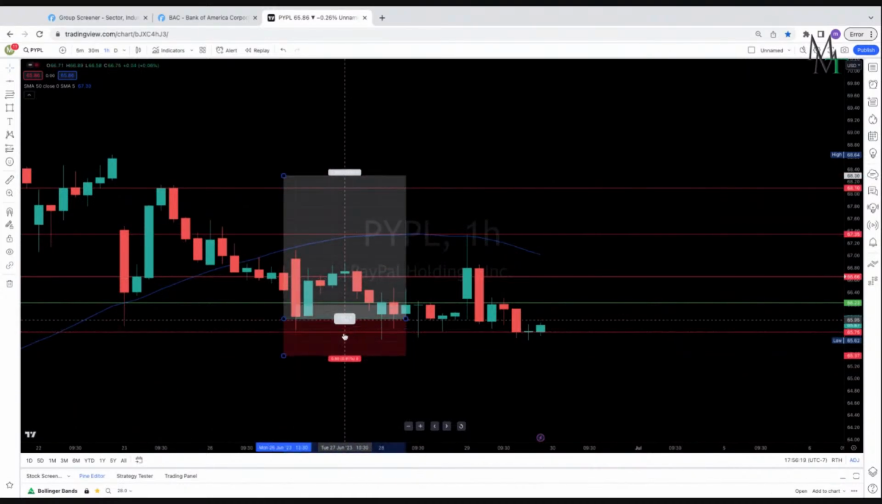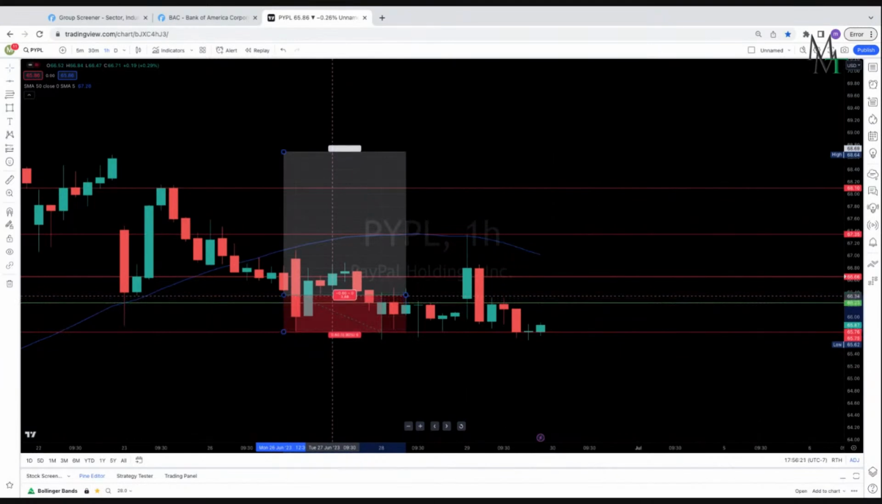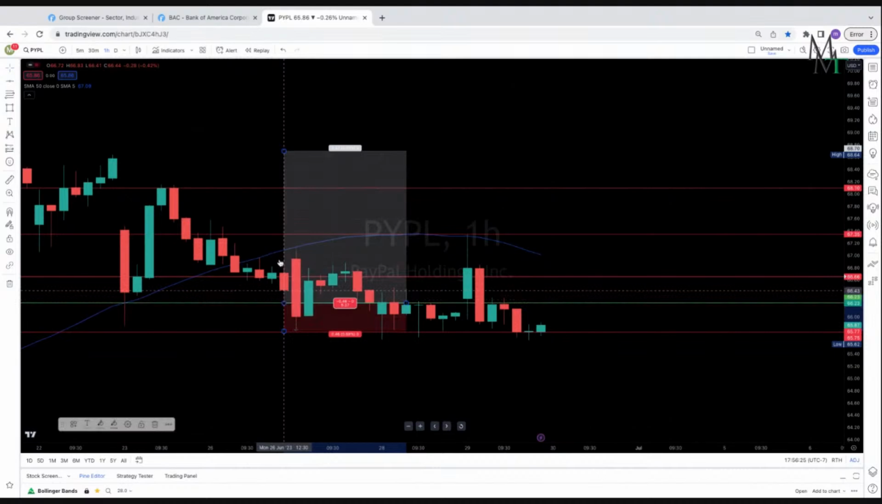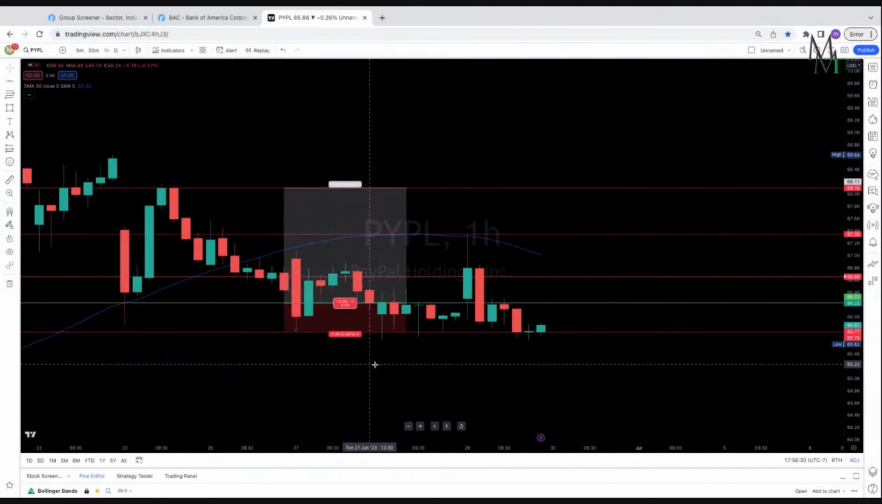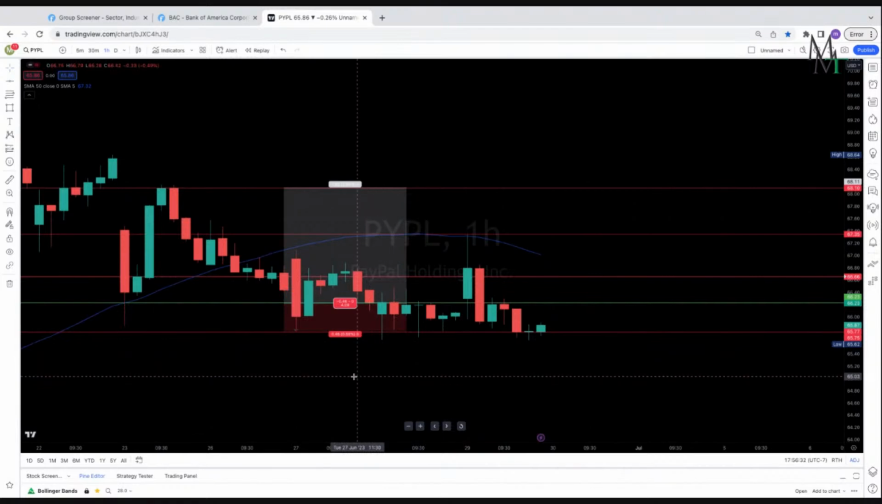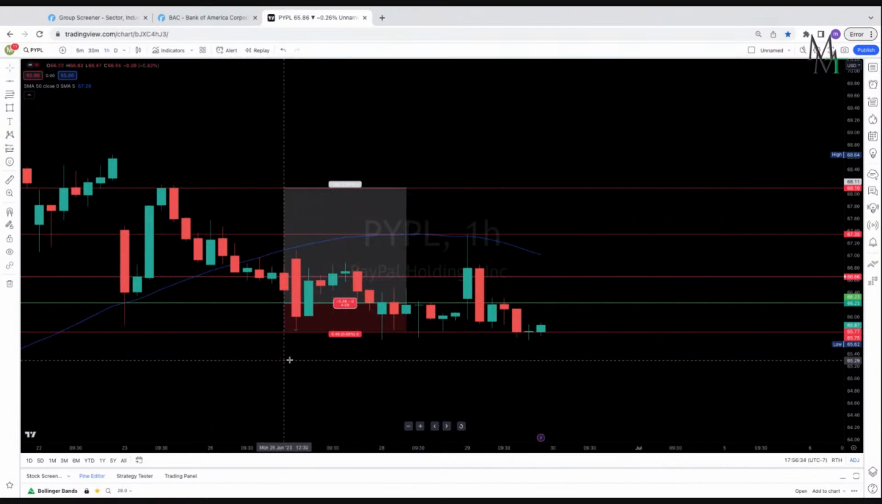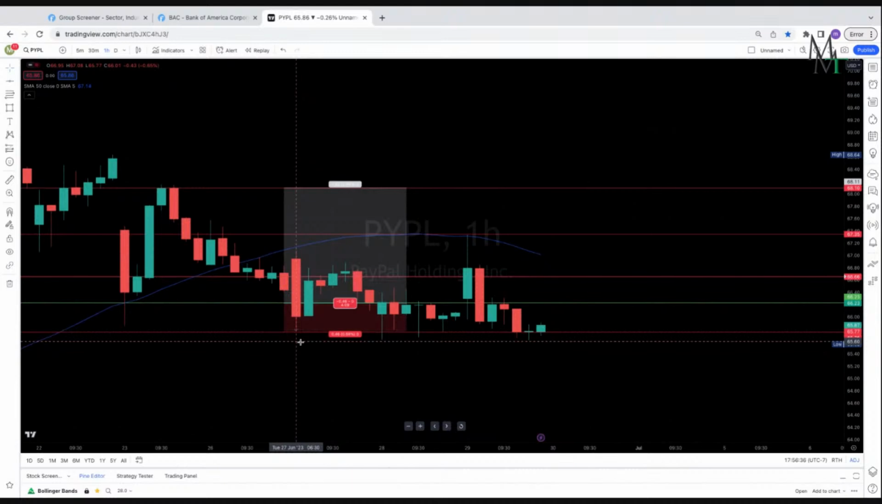So let's move this up. Okay, let me look at what it says. My downside is 0.46 and my upside is 1.86. This is a 1 to 3 risk reward on it. That's the trade I take.